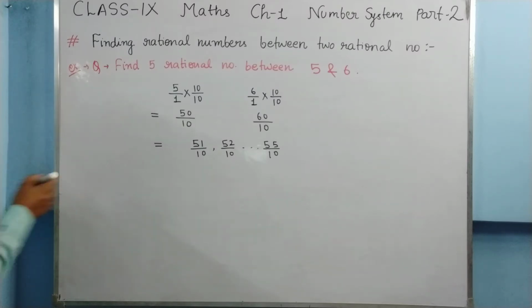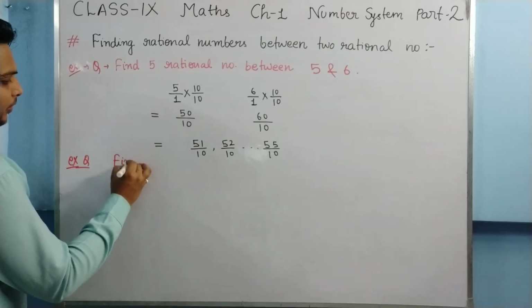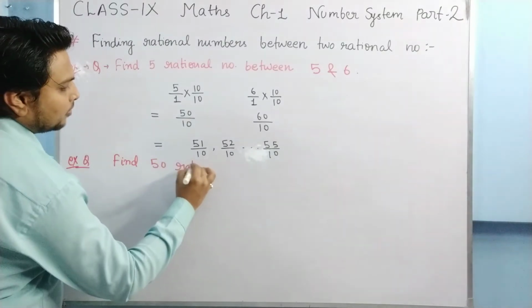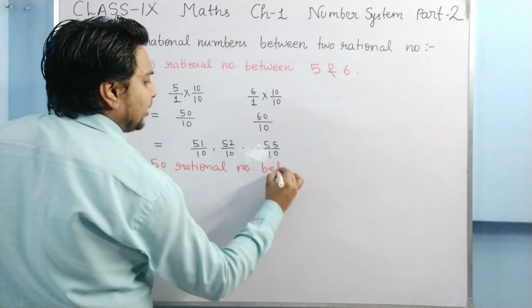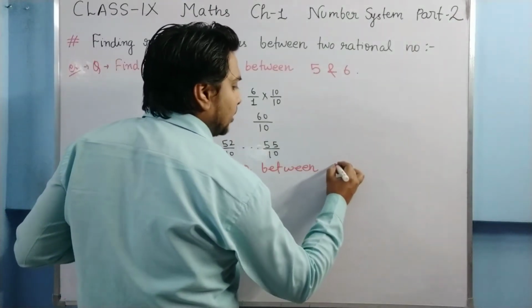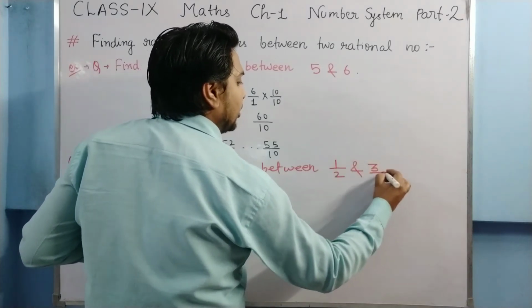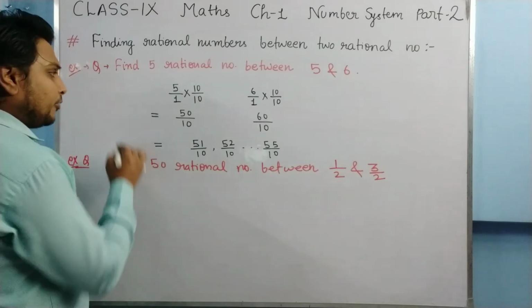See one more example question. If the question is that find 50 rational numbers between, suppose the numbers are 1 by 2 and 3 by 2. We have to find 50 rational numbers in between these two numbers. So how we will find?